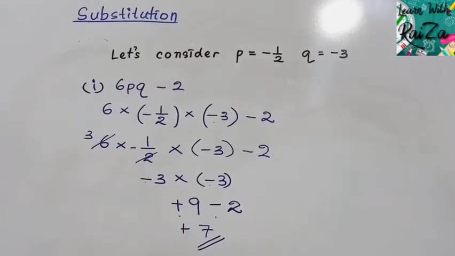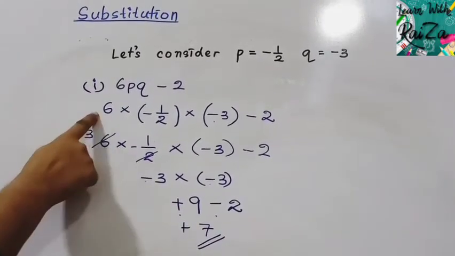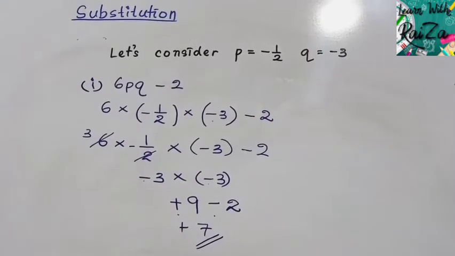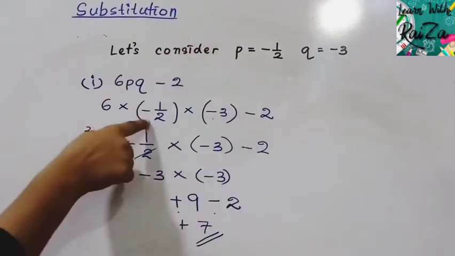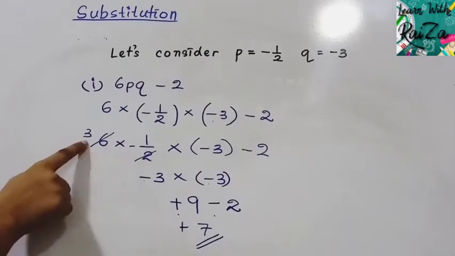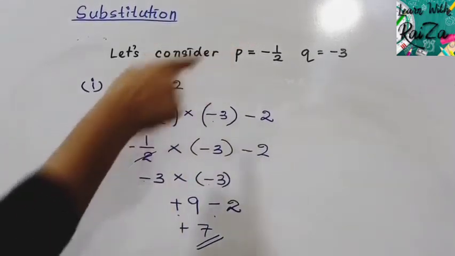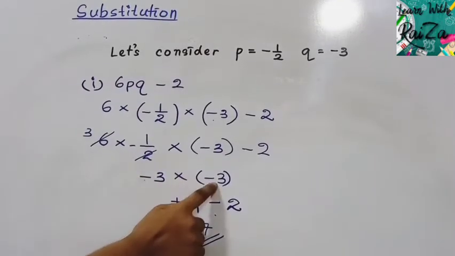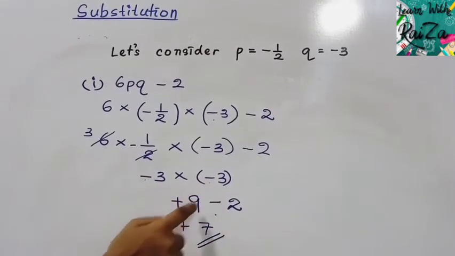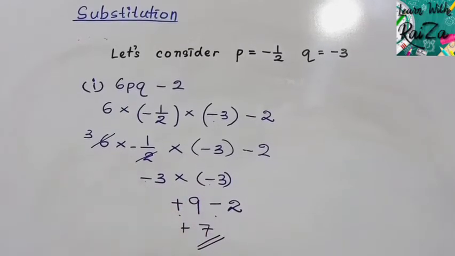So, right. So you can see again 6 into minus half. So that is p is minus half. I divided 6 by 2, that is 3. That will be a negative 3. Negative 3 is multiplied by q, negative 3. So negative into negative makes positive. 3 into 3 makes 9. So this negative 2 only I took here. 9 minus 2 is positive 7.